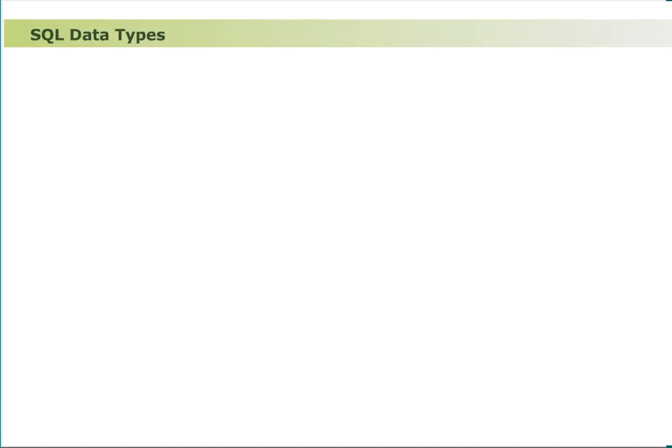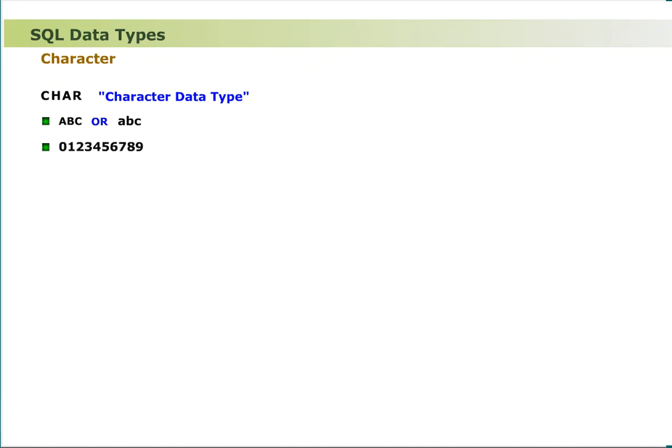SQL data types. Dear learners, let us now discuss various data types that SQL supports. These are character. CHAR is the abbreviation of character data type. The character values consist of upper or lowercase letters, numbers, or special characters such as plus, minus, dollar, and many more. The maximum length is 255 characters.